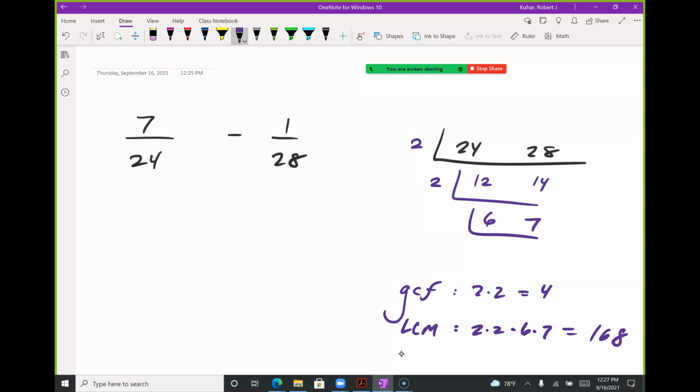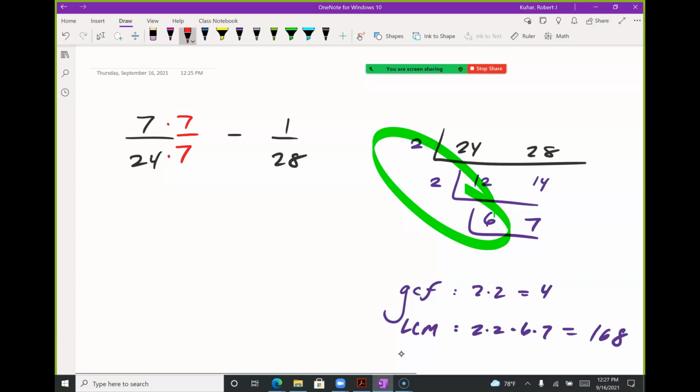By the way, notice the green is what number? What's my green here? What's 2 times 2 times 6? 24. Nice. So what am I missing is left over. So 7. So I'm multiplying this one by 7 over 7.